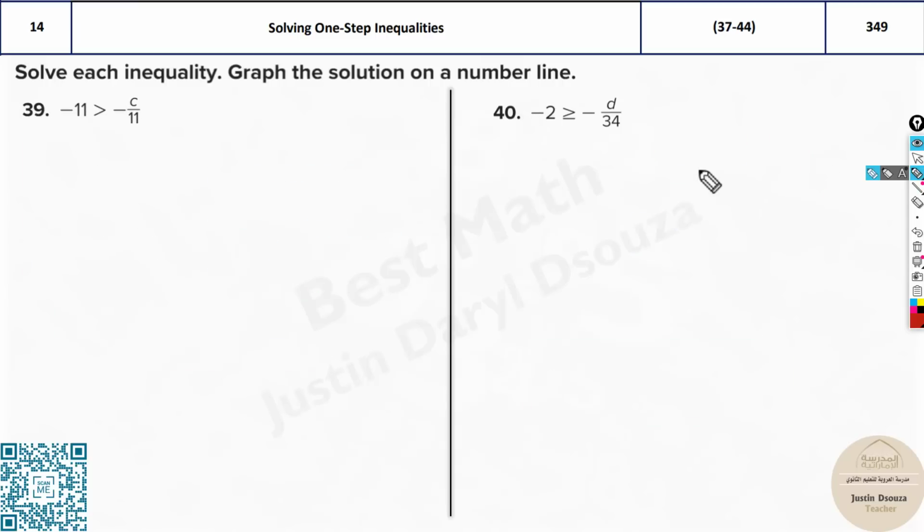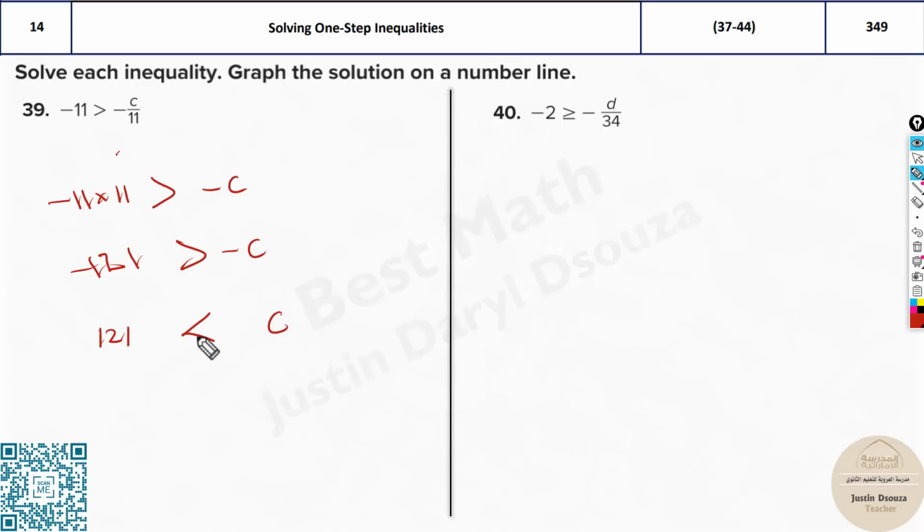Now let's solve these over here. What do you do? Same thing. Let's leave the c over here, minus c as it is. Only 11 goes. Minus 11 multiplied by 11 is negative 121, greater than minus c. So now when you solve this, you need to have c as positive, right? So you multiply throughout by minus 1. The sign changes everywhere. It will be 121. But this symbol flips because you're changing the sign from minus to plus. From greater than it will become less than. This is the answer. Or you can write the c first.